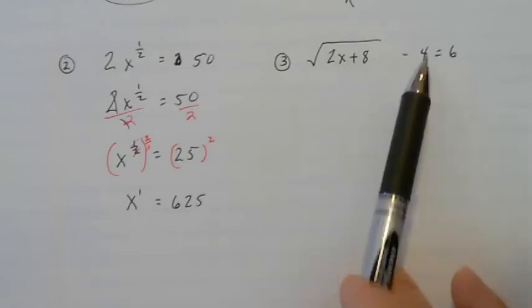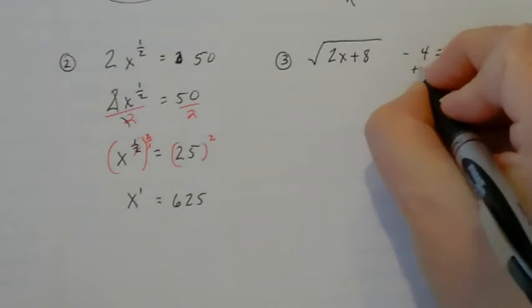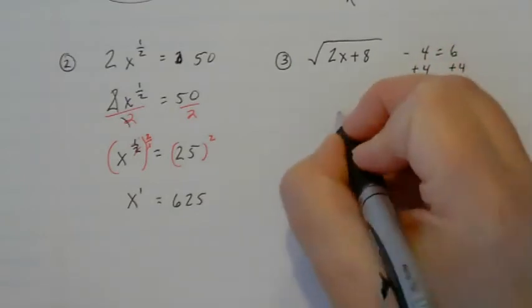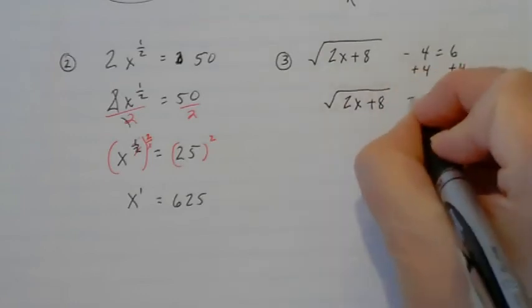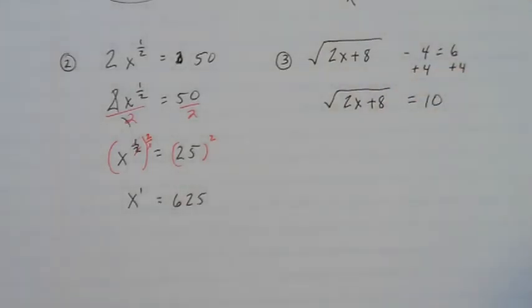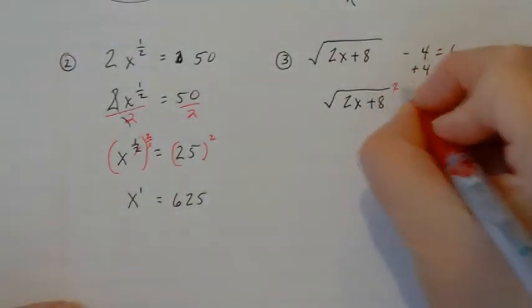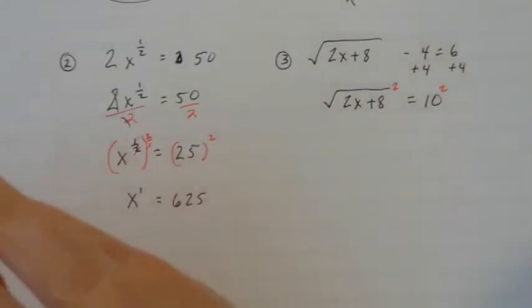So the first number I need to get rid of is the 4. So I'm going to do that by adding 4 to both sides. I get the square root of 2x plus 8 equals 10. The next thing I want to do in order to get to that x is undo the square root. And the way you undo a square root is by squaring. So I'm going to square both sides.